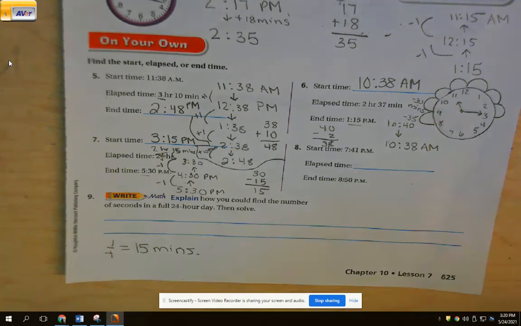All right, and we're going to skip number 8 for now. I'll try to do an example like that on the review. It's just too hard. If I'm not actually there with you, it's too hard to try and explain it. So we'll do an example like number 8 on the review. For now, let's go to number 9. It says, how could you explain how you could find the number of seconds in a full 24-hour day?